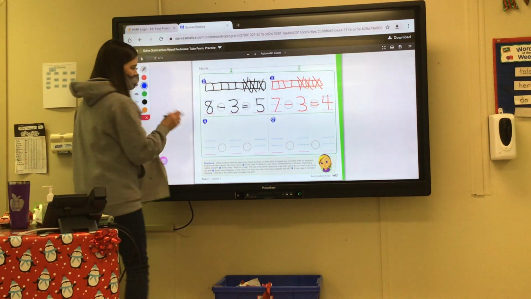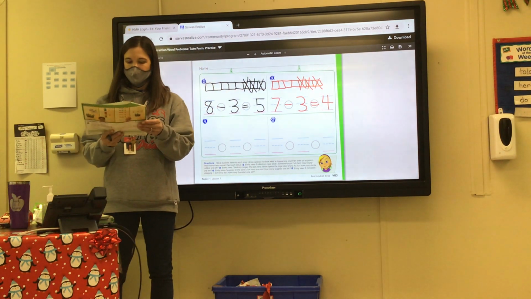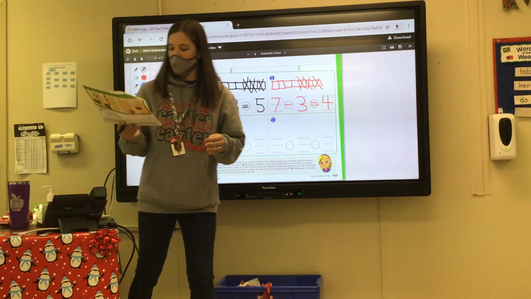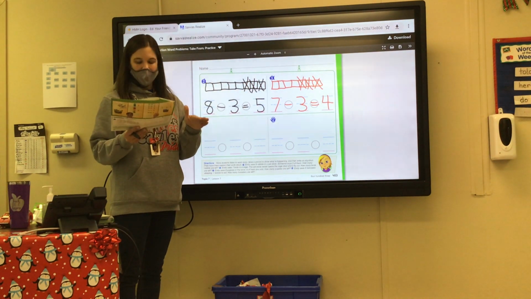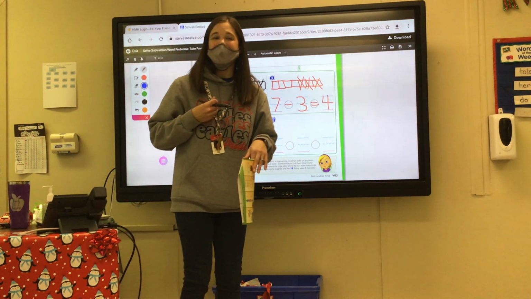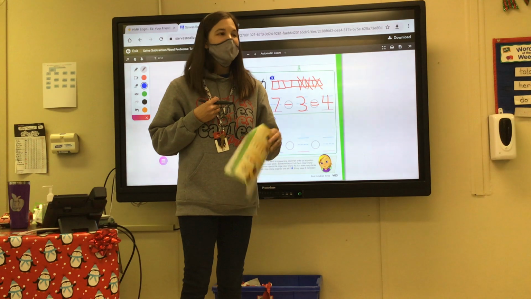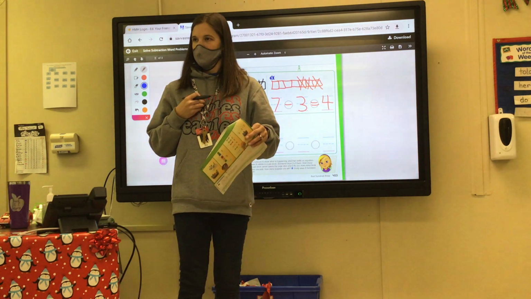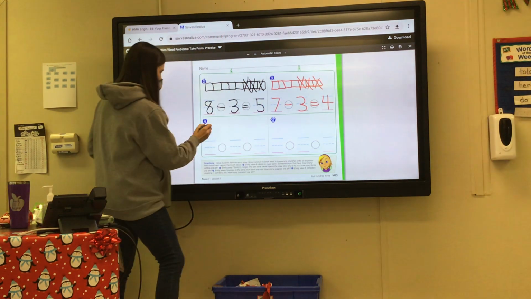Moving on to number 4. Emily sees 8 puppies in the store. 6 of them are sold. How many puppies are left? This time we're going to draw counters. So how many puppies were in the store to begin with? Charlotte? 8. So draw 8 counters for me.